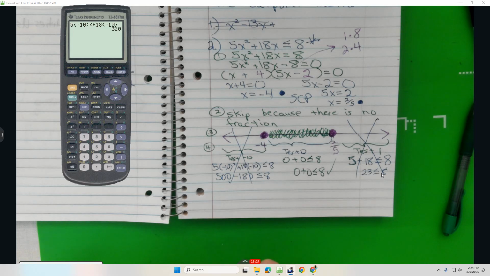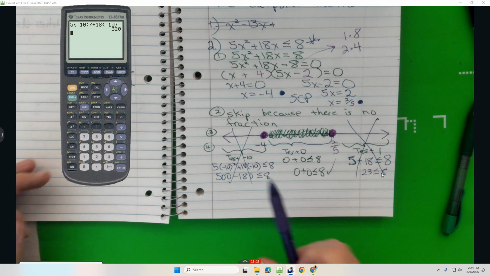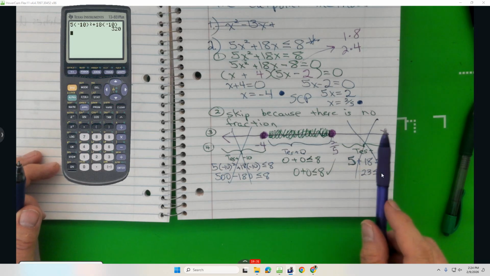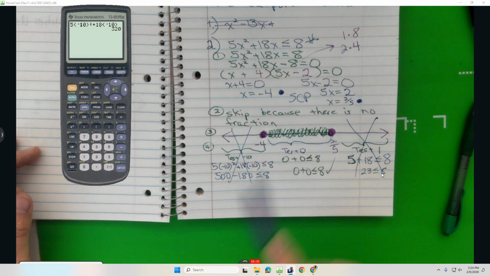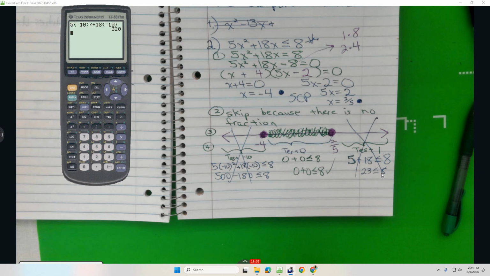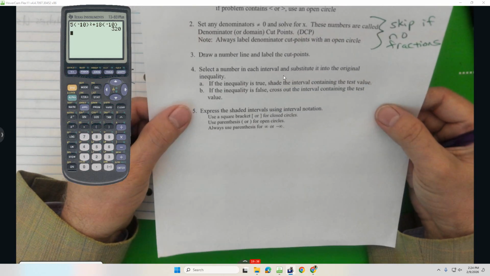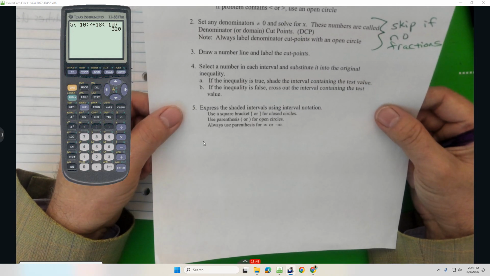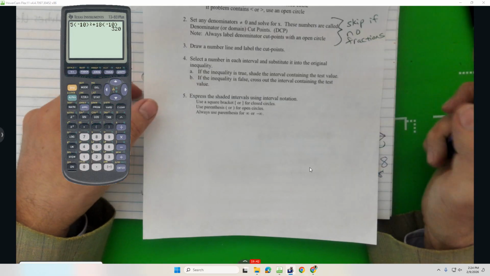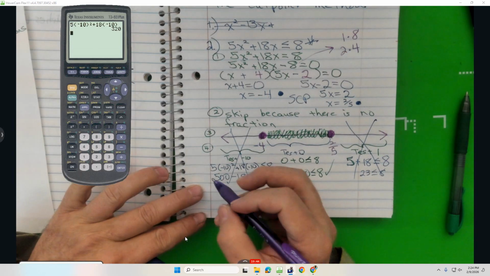Fifth and final step. What do we have to do? We now have our number line. We have our intervals crossed out. We have one of them shaded. What's the last step? Express the shaded intervals using interval notation. So this is step number 5.